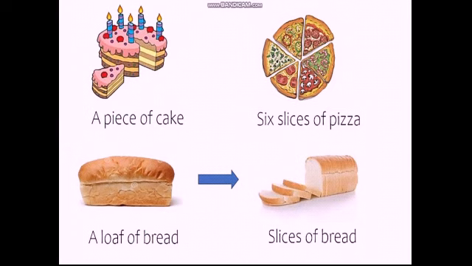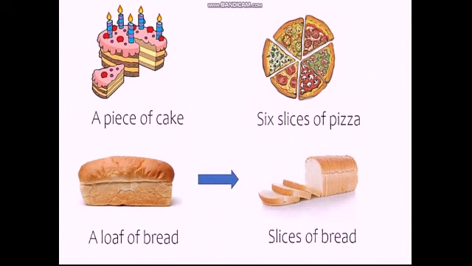Next one. Pizza. As a whole pizza, you're not able to count it. Can you? But you can make it countable by adding the partitive noun slices. 6 slices of pizza. See the next one. A loaf of bread. Slices of bread.